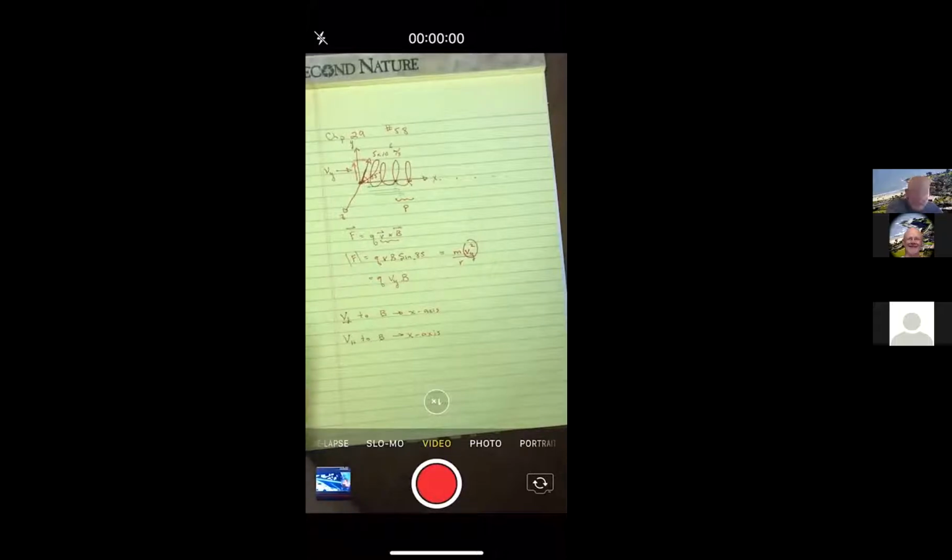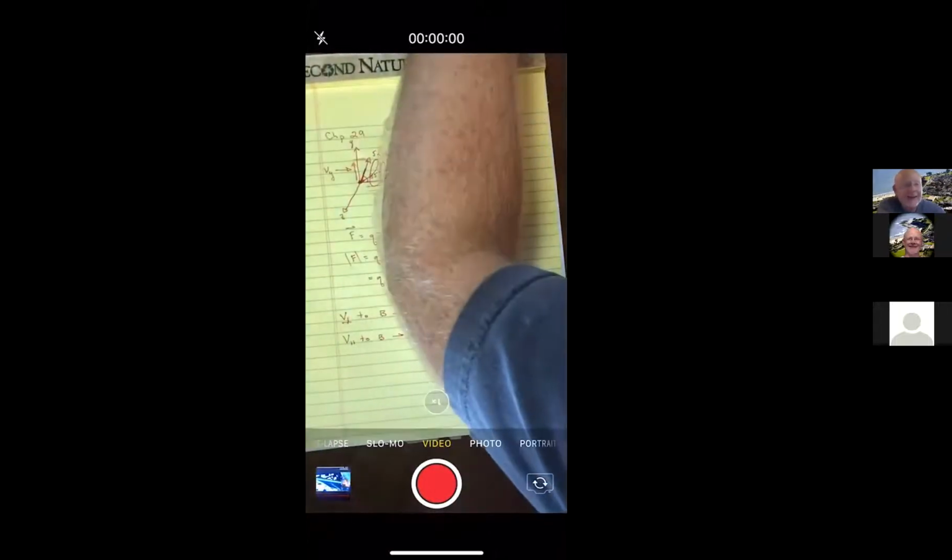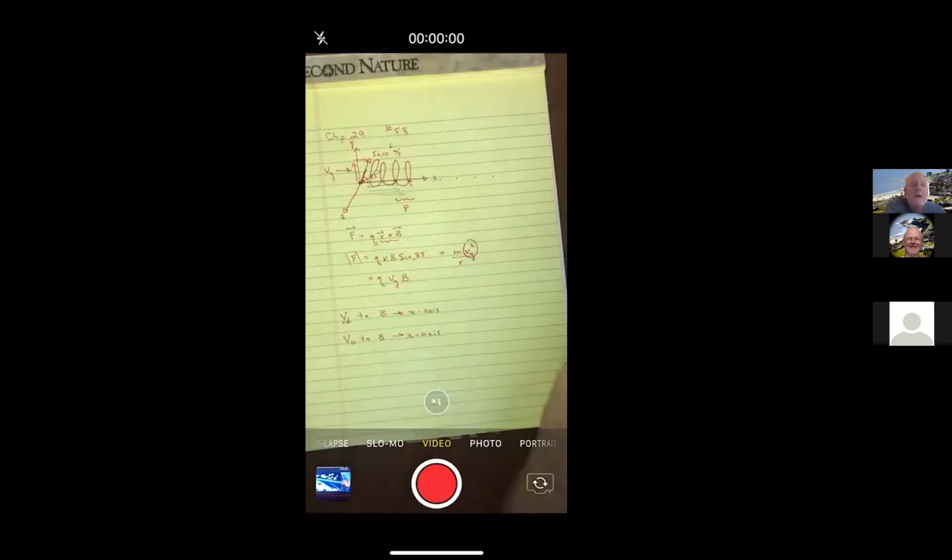Dr. Young, I'm sorry to interrupt you. Oh, please do. I didn't understand why, if it was entering the field at that 85 degrees, it remains along the x-axis once it enters the magnetic field. Why doesn't it continue its trajectory up and to the right?